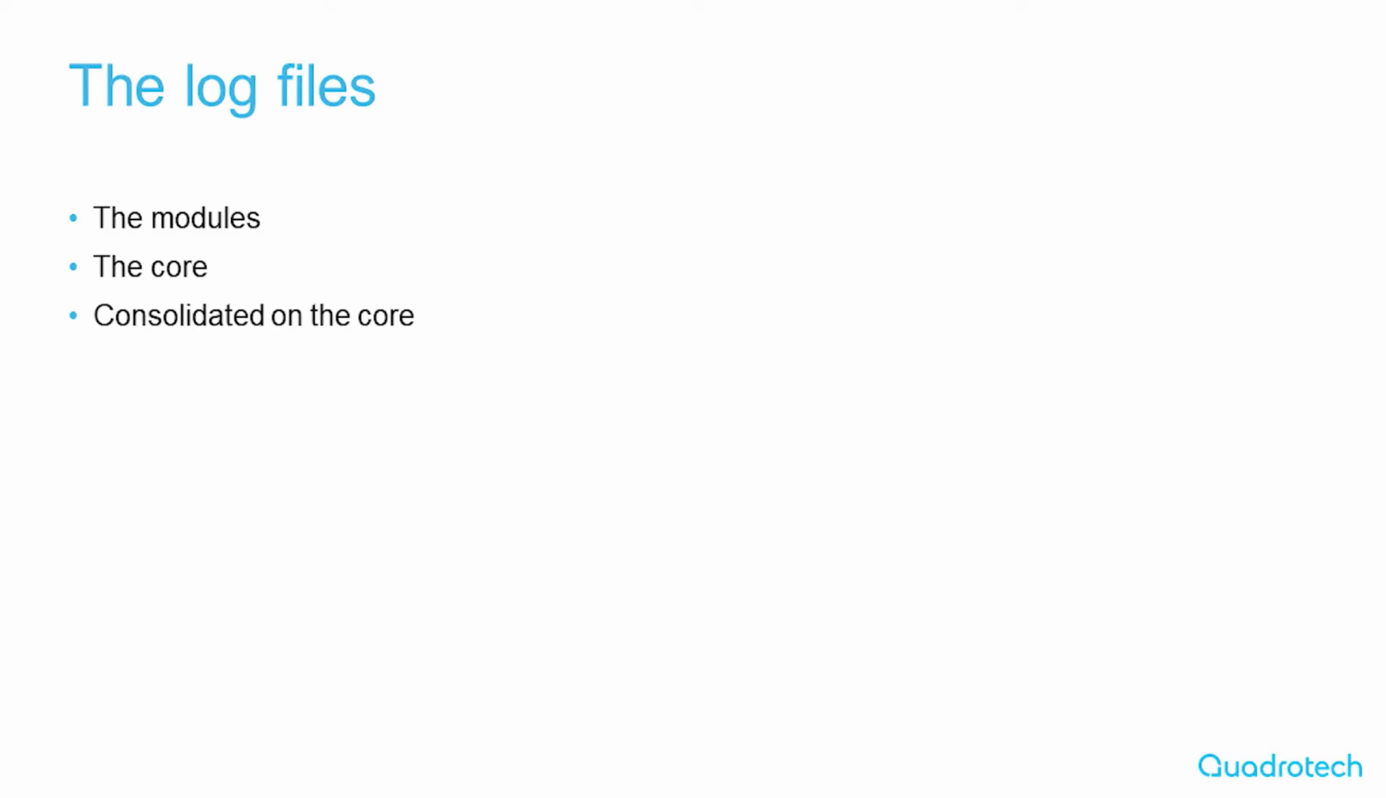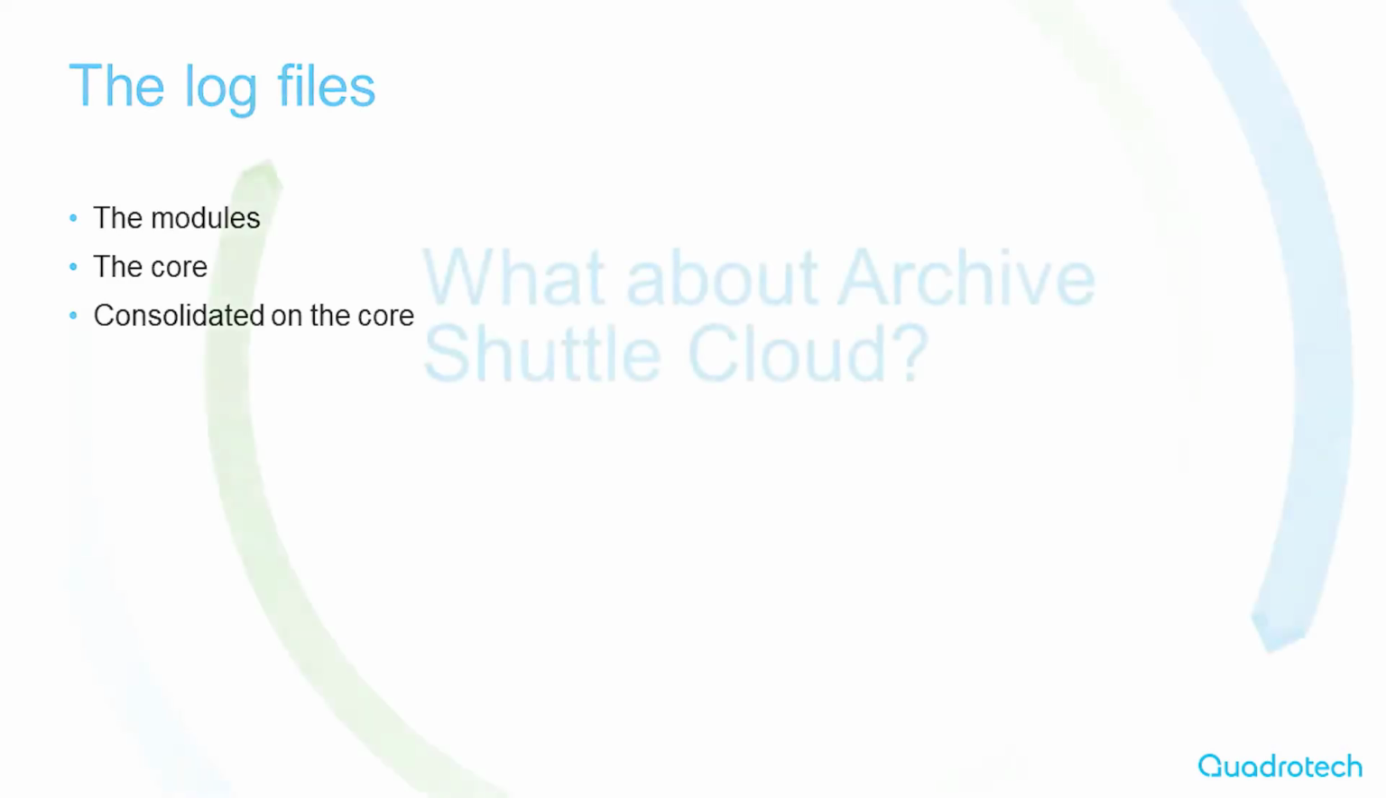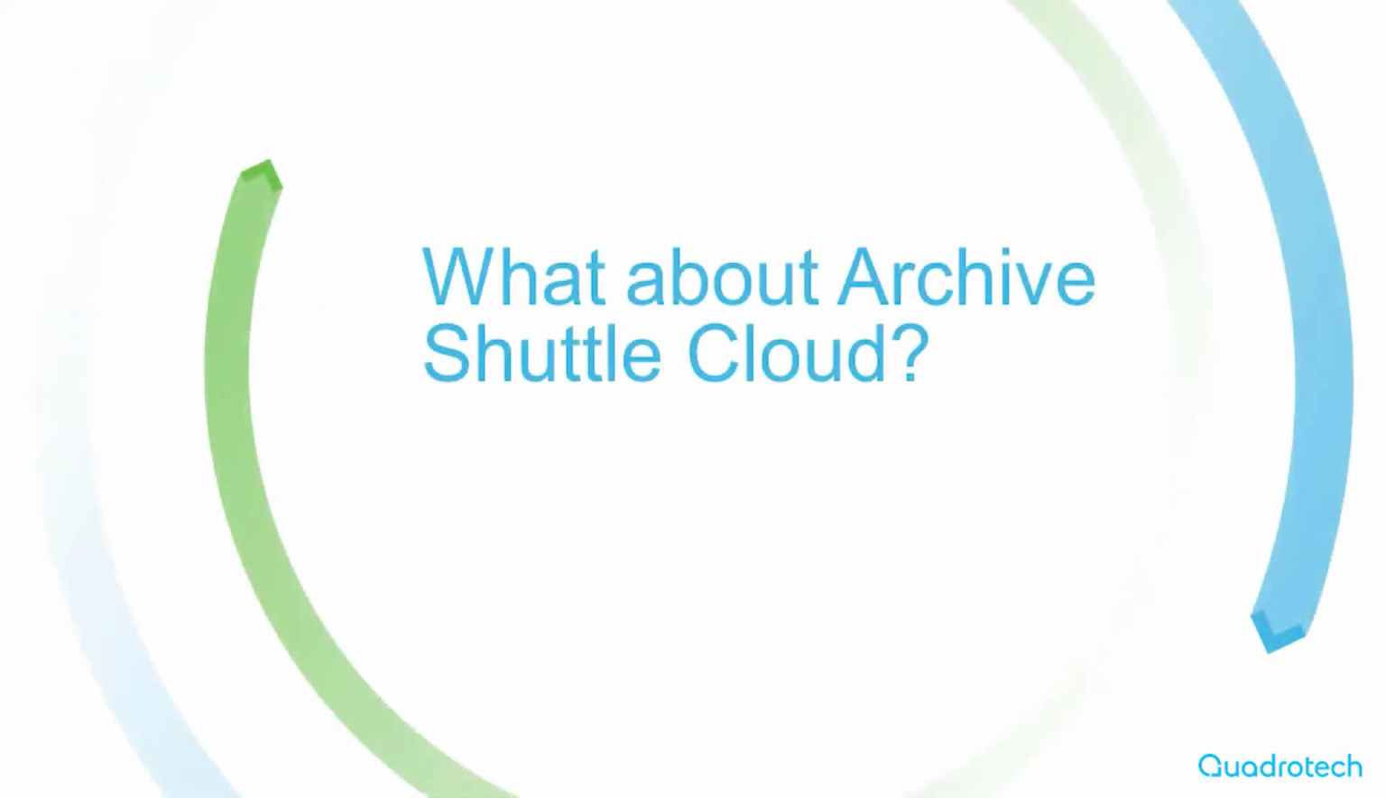Before we take a look at the log files on the module servers and on the core, let's talk briefly about Archive Shuttle Cloud. With Archive Shuttle Cloud, the core is hosted in our data center, and customers and partners don't have access to that. Our customer experience team has access to the log files for the core. What this essentially means is that they will assist you in troubleshooting issues because they have the consolidated view of log files. You, as a customer or partner, can still see the log files on the servers running the modules if needed.